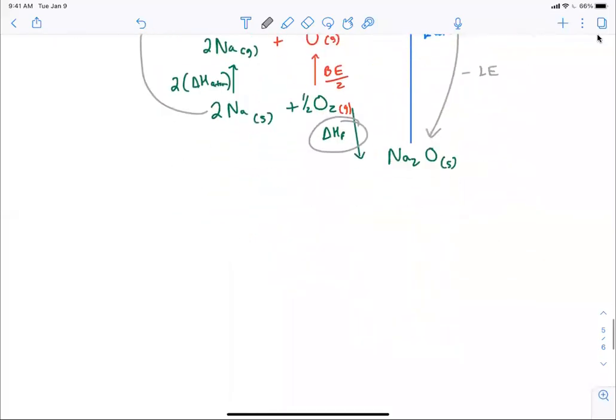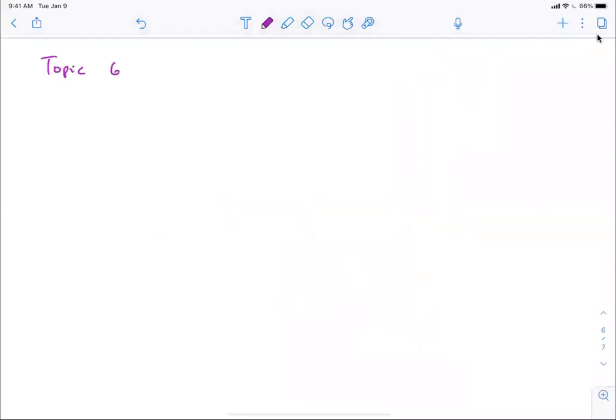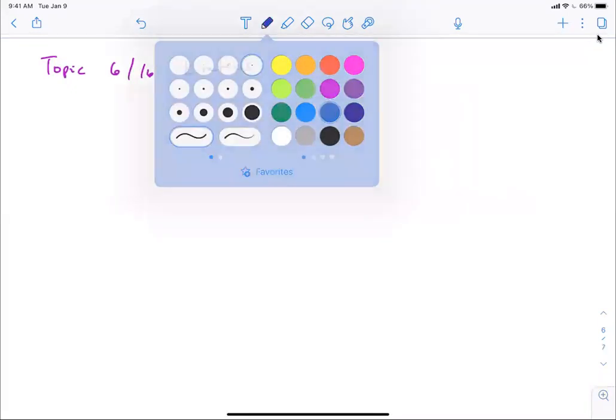Okay. So, topic 6 and 16, kinetics. This is rate of reaction, essentially. And so talking about the factors that affect rate of reaction, talking about how the data is going to change based on that information. And so one of the things is really understanding how we measure rate experiments. And so there's a variety of different ways that we can do it.